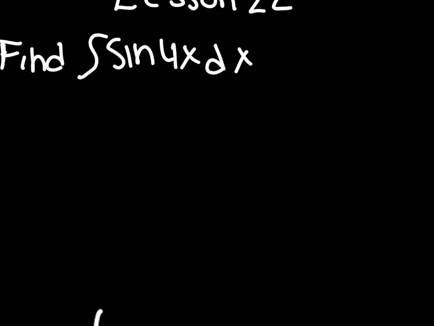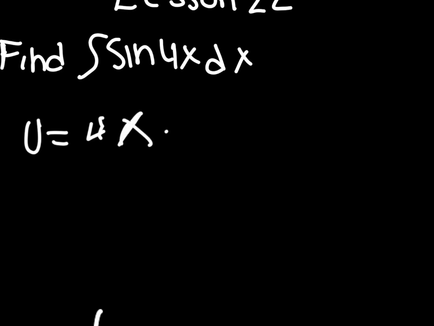Alright guys, today we're going to be solving problems 5, 7, and 9 from lesson 22. To start off, in problem number 5 we're asked to find the integral of sine of 4x. This is easy. We're going to use the substitution method. We're going to make our u 4x.